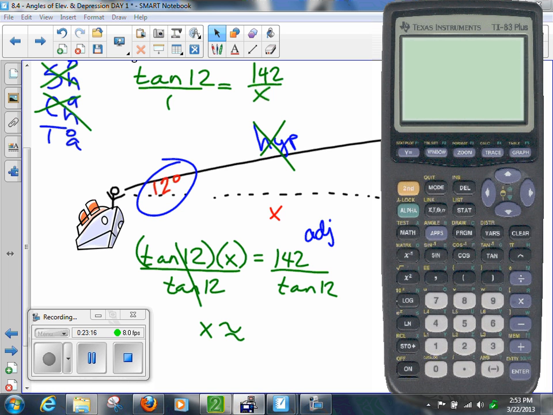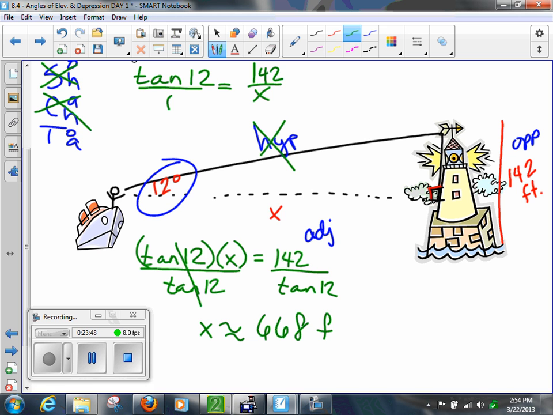Does it tell you in the problem? Then you have to write it all out. Just kidding. 142 divided by tangent of 12, and y'all just collectively went, 668. All right, so let's just round to the nearest whole number. 668 meters or feet? It is feet. So what does that mean, 668 feet? It's the distance from the ship to the lighthouse, right on.